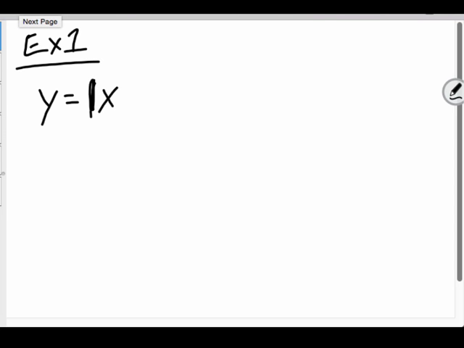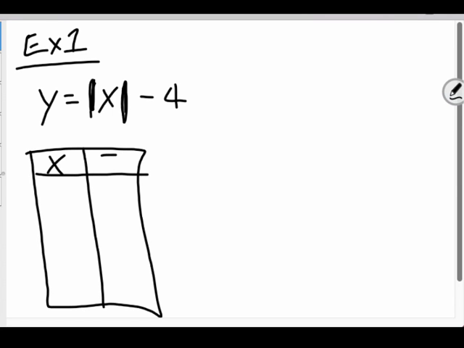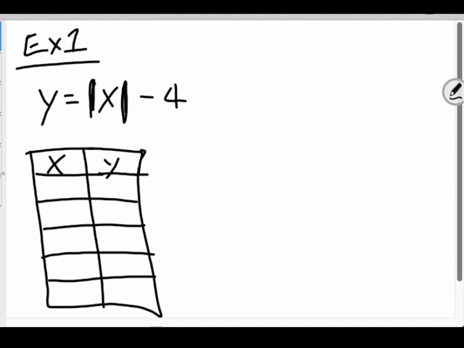So now for example number 1, we want to find y is equal to the absolute value of x minus 4. Now I'm going to do this old school, how Mr. Adams learned how to do it. What we're going to do is plug in some x values and calculate the y values, and then we'll see what the graph looks like.